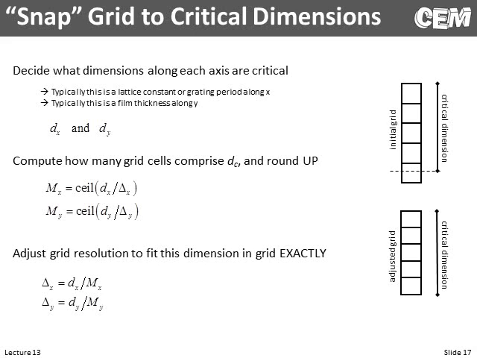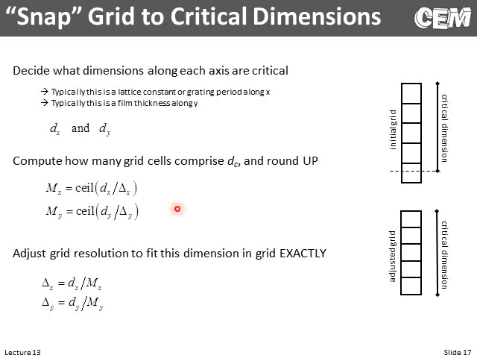So what I like to do is we have the ability to pick 2 critical dimensions. Pick one along x and one in y. And it's up to you as the engineer to figure out what is the critical dimension. If you're modeling a diffraction grating, in the x direction, the critical parameter is probably the grating period. In the y direction, it's probably the grating height or the depth of the grating. So it's up to you to figure out what are the critical dimensions. But given those, we simply adjust the grid resolution to compensate.